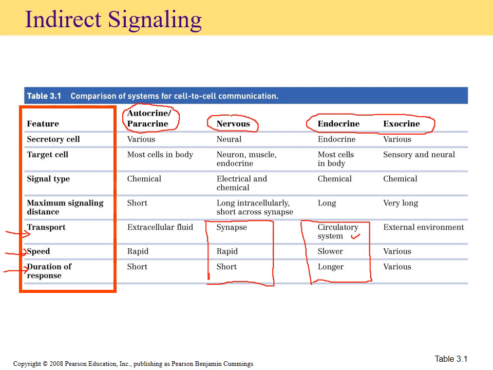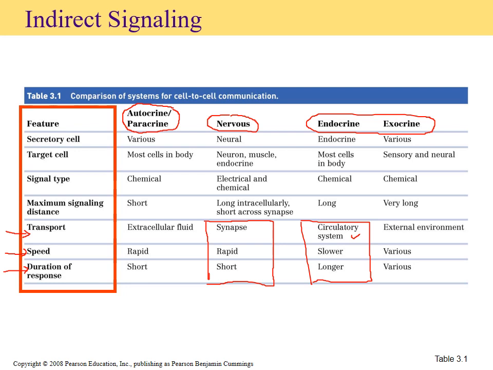How about speed? It turns out that the nervous system can have a very rapid response, especially through the fact that axons tend to be myelinated, so it tends to speed up the nerve signal. On the other hand, the endocrine system tends to have a more slow type of response. Part of that is because it has to be released into the circulatory system and it has to travel its way all the way over to the receptors.